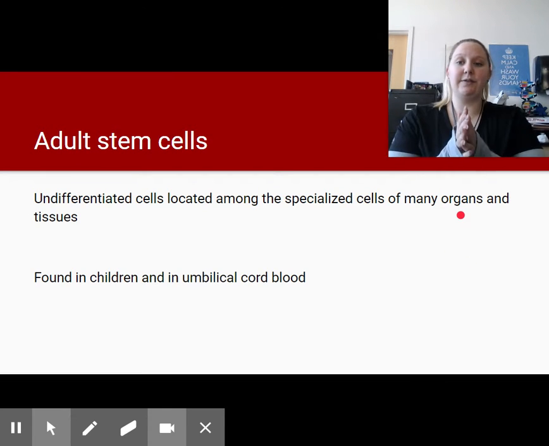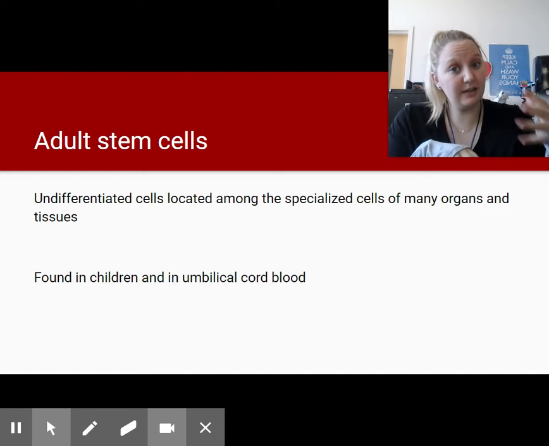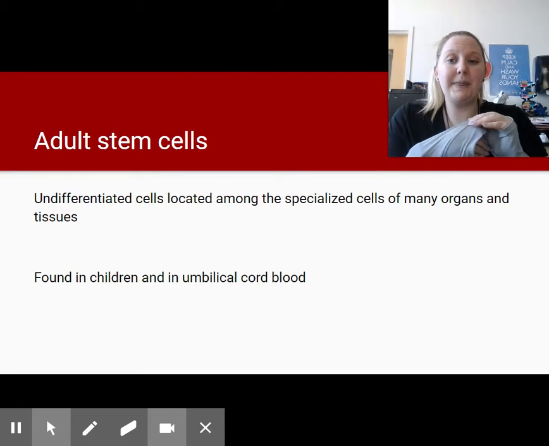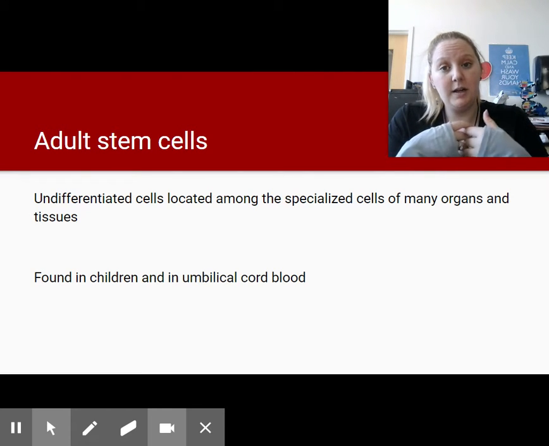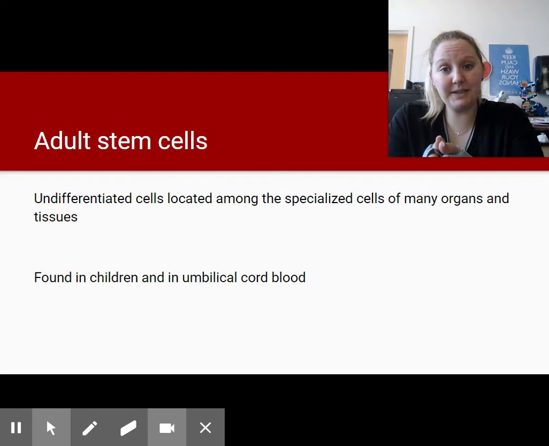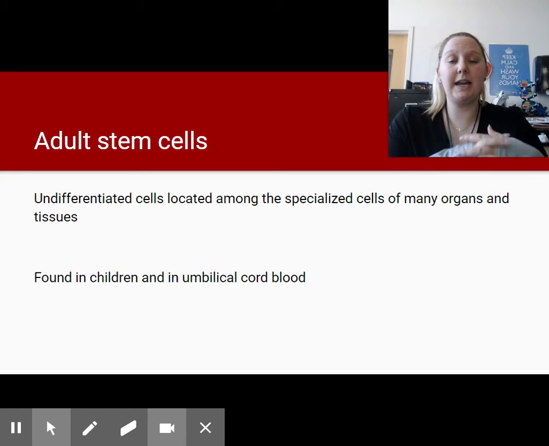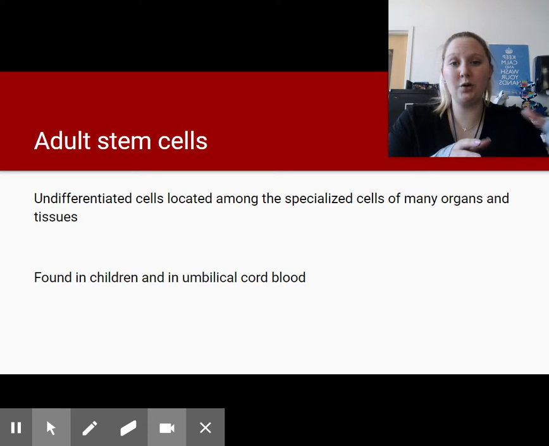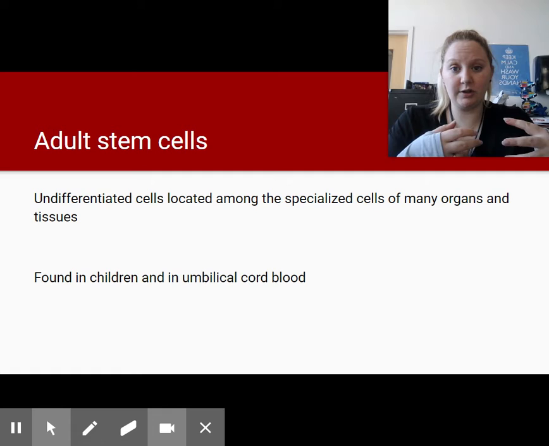Adult stem cells stay as differentiated cells that are located amongst the specialized cells of many organs and tissues. The older you get, the less of these that you actually have. And they're found most abundantly in children and in the blood from the umbilical cord. Many parents are actually saving these stem cells from the umbilical cord for future use, just in case. The last thing that you want as a parent is to find out that your child needs some type of organ and they can't find a donor. These stem cells can be broken off and grown into whatever differentiated cell that we need, whether that be growing an organ or just blood transfusions.